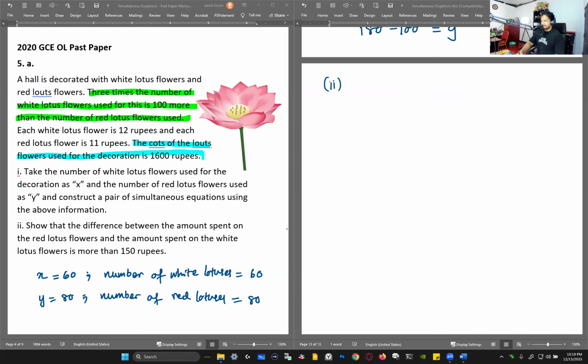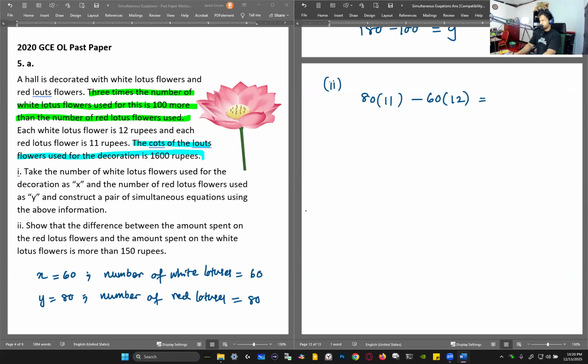So there are 80 red lotus flowers, right, Miss Fatima? 80. So what is a red lotus flower's price, by the way? Remind me again. 11 rupees. 11 rupees, absolutely. 60 white lotus flowers. What is the price of a white lotus flower? 12 rupees. And look at the number of participants. Am I not a genius? There you go, everything is connected.